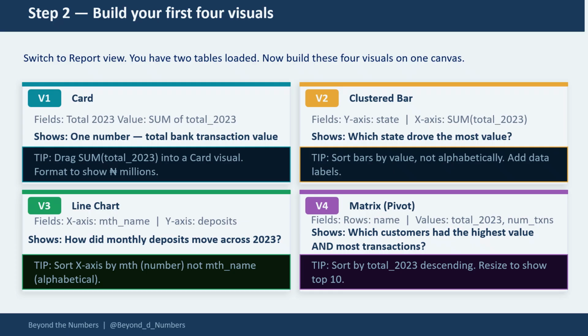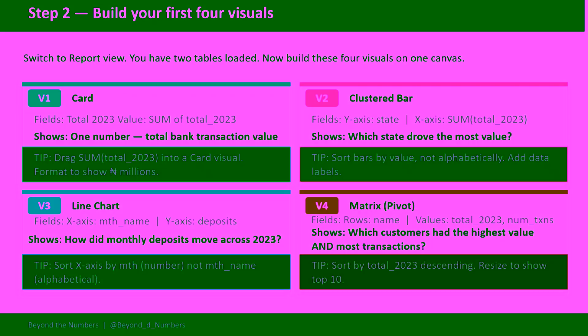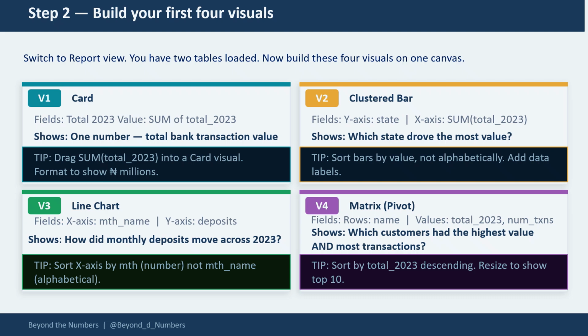Then look at Visual 4. We want a matrix. This is Power BI's version of a pivot table. You have rows like name, values, total_2023, and number of transactions. Sort by total_2023 in descending order. If you resize to show the top 10 customers, this can also be used to answer the question which customers are the highest value and the most transactions. Arrange all four on one canvas, no scrolling, and everything is visible at once to your stakeholders.